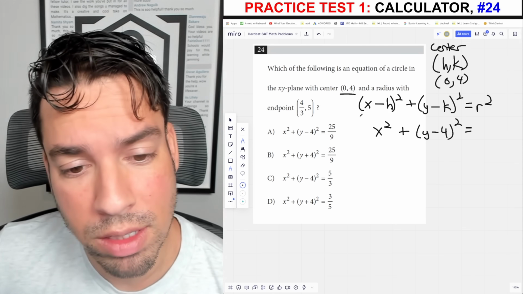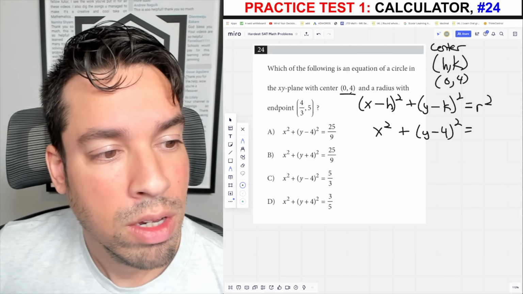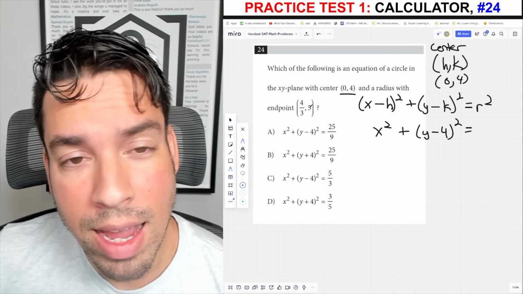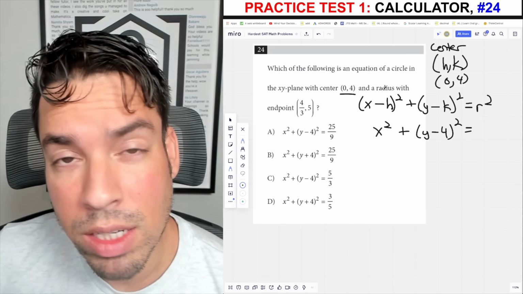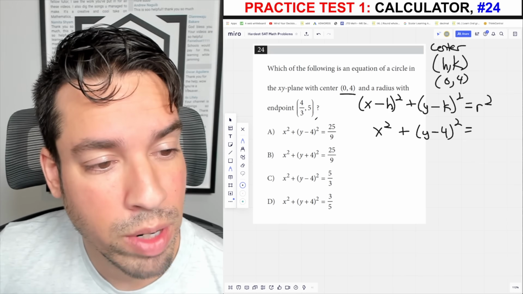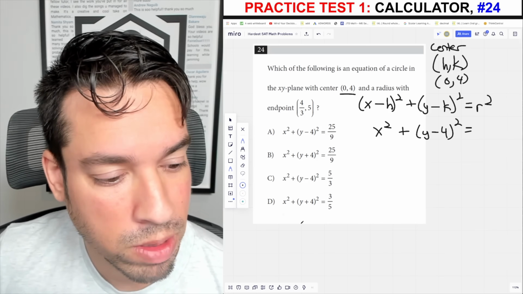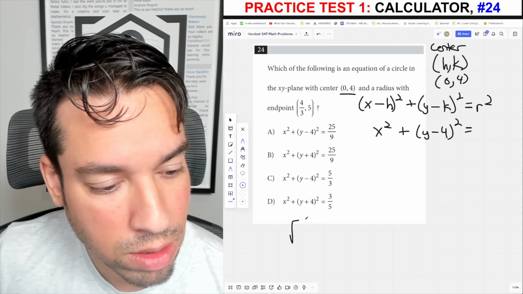But I don't know what the radius is. How do we calculate the radius? Well, here's the nice part: I have a center and I have an endpoint at the end of a radius. So to calculate the length of the radius, simply use the distance formula. So here we go. The distance formula is as follows.